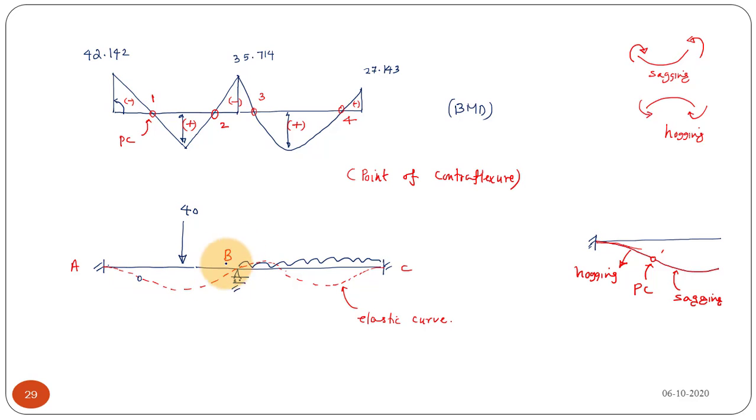One may be here and another somewhere here, just near B but on the left side of B, and one may be here near B but on the right side of B, and another point of contraflexion will be here near point C but on the left side of point C. This is 1, 2, 3 and 4. These are the 4 points of contraflexion in the beam.